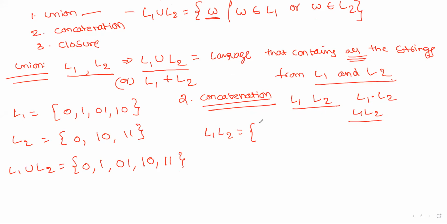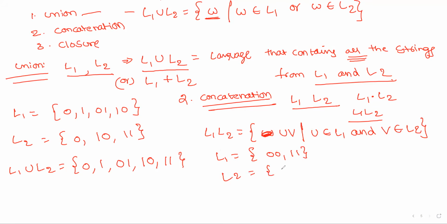Similarly, L1 L2, the concatenation, also forms a string. Assume we have used the notation UV such that U belongs to L1 and V belongs to L2. For example, L1 contains 00, 11. L2 contains any other strings, for example 0, 1. What is the concatenation between L1 and L2? Simply this is merged with these two: 000, 001, 110, 111. First the double zero is combined with 0 and then with 1. Now 11 is combined with 0 and then with 1. This is the concatenation. You got it?